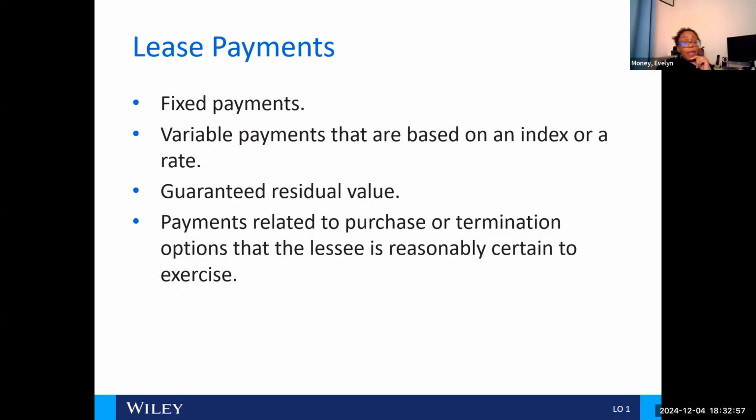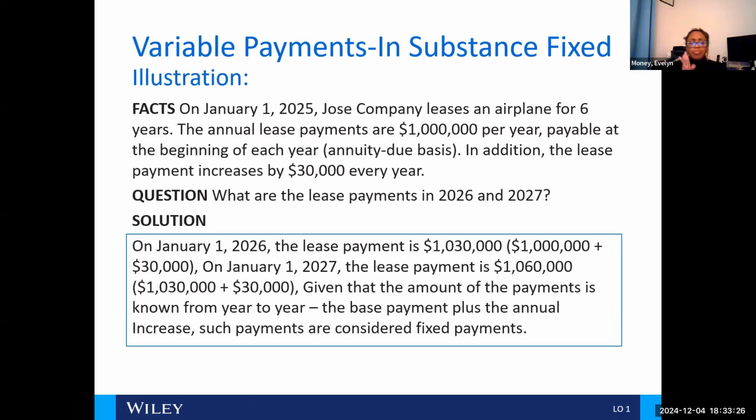And then there also may be payments that are required to purchase or terminate the asset at the end of the lease. But generally, we're looking at fixed payments and guaranteed residual values for the bulk of the examples that we'll see. Because these examples can get pretty crazy, and I want to make sure that you understand the nuts and bolts of this without throwing tons of details and way too much information.